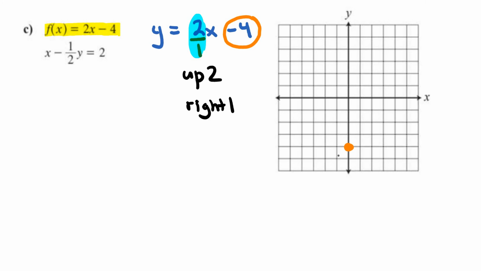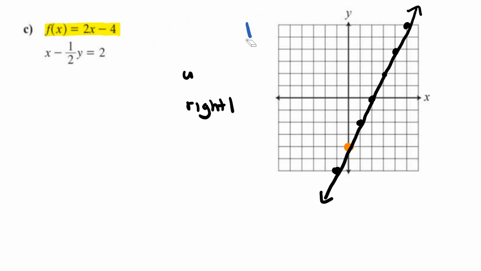All right, so from that starting point here, we want to go up 2 units and 1 to the right. So up 2 over 1, repeating this across the graph. And then once we're out of space, I can go down 2 and left 1. And that right there is how I would graph the first equation.